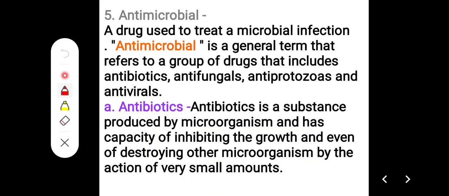Next one, antimicrobial, a drug used to treat a microbial infection. If any microbial infection is there, in this case we can use the drug termed antimicrobial. Antimicrobial is a general term because it is used generally, and it refers to a group of drugs that includes antibiotics, antifungals, antipathogens, antivirals. All the antibiotics, antifungals, antipathogens, antivirals are considered antimicrobial in the general term.